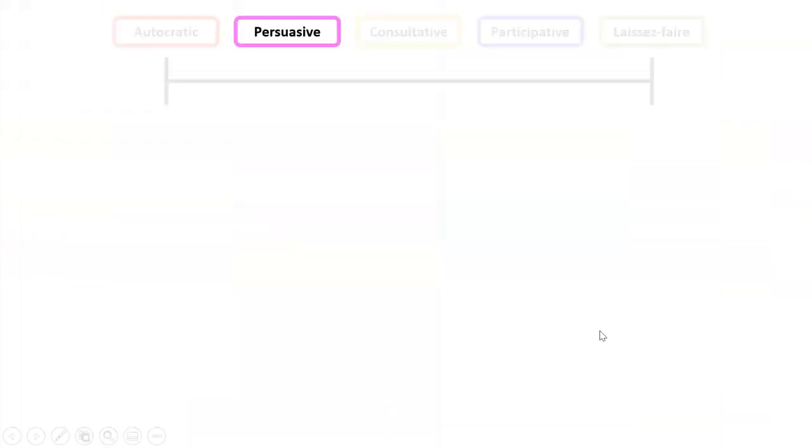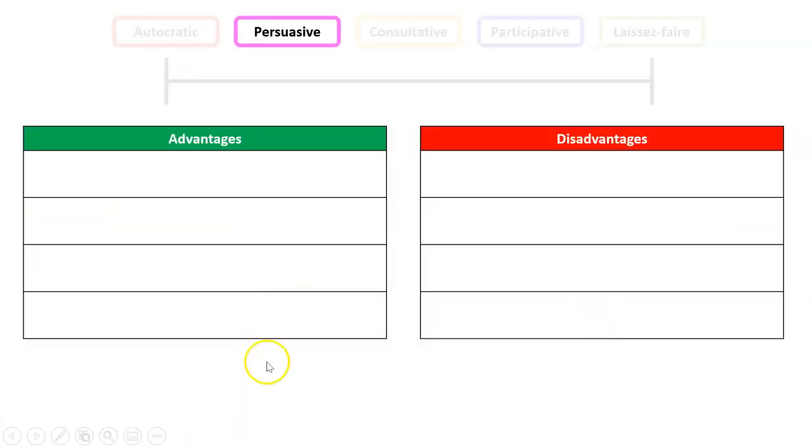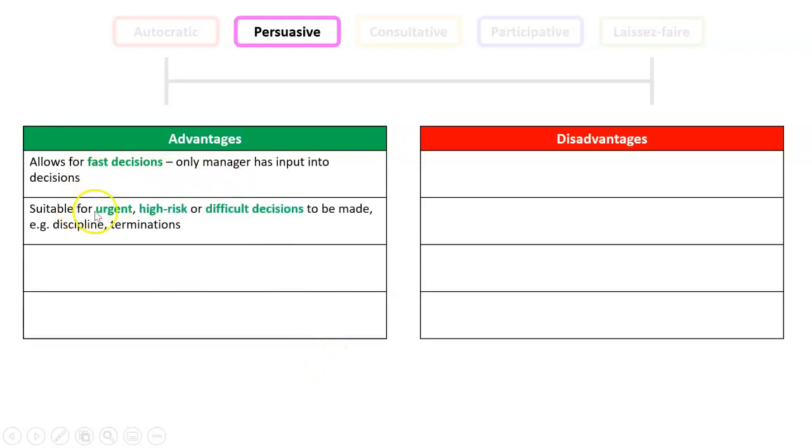And lastly, what are the advantages and disadvantages of this style? Well, we're going to keep a lot of the same ones as we did for autocratic. So it allows for fast decisions because only the manager has input. It's suitable for urgent, high-risk or difficult decisions, e.g. disciplining or terminating someone, because it's autocratic, but it's got a bit more of a human face to it because you are selling them on your decision.